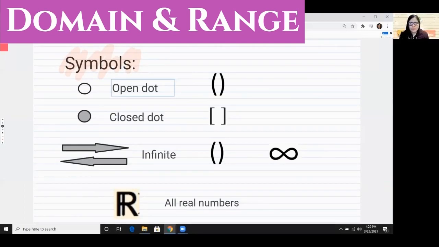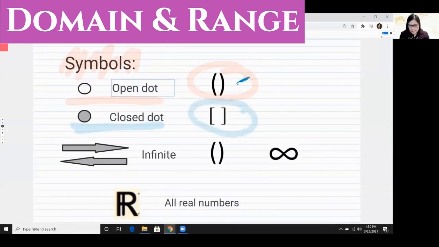First and foremost, we need to learn what the symbols are that we use on the graph. You can see an open dot on the graph. If you see an open dot, we frequently use parentheses. Remember that. And then if it is a closed dot, we will use a bracket, okay?